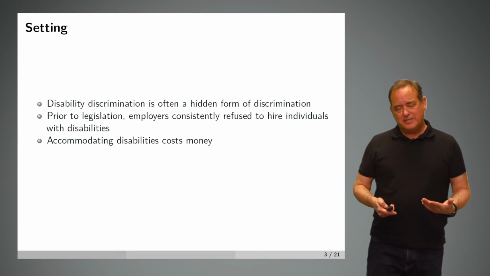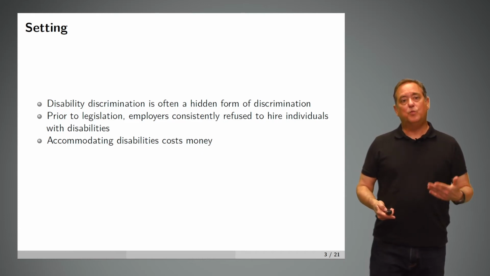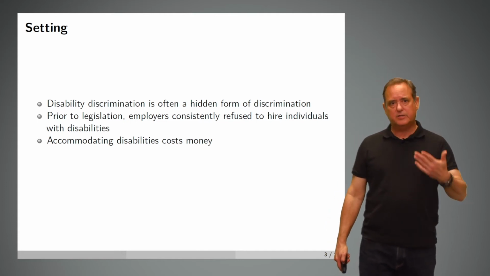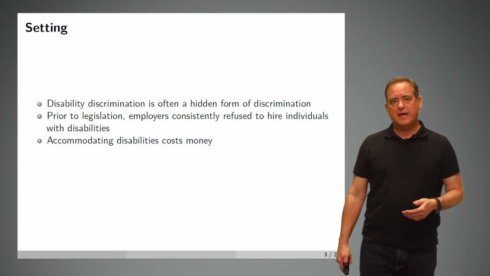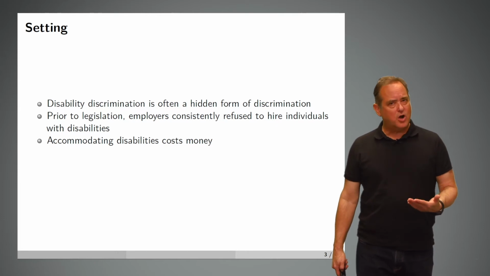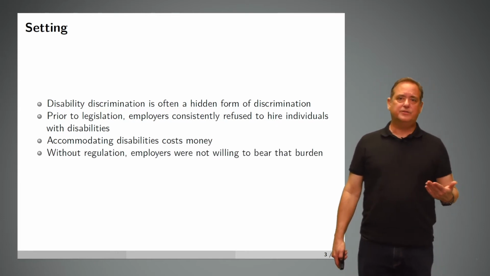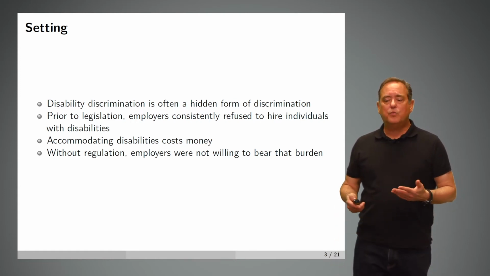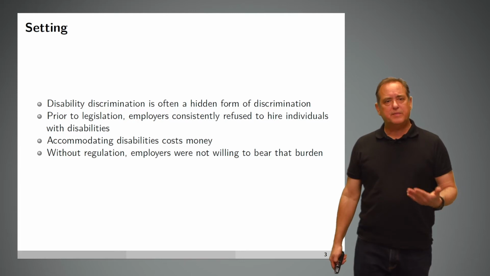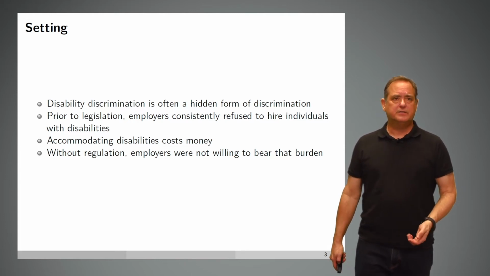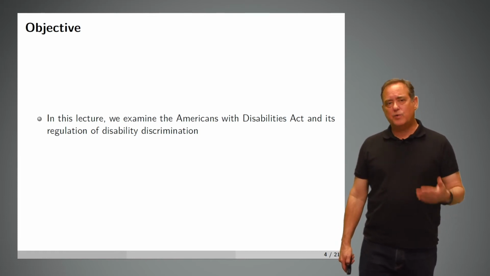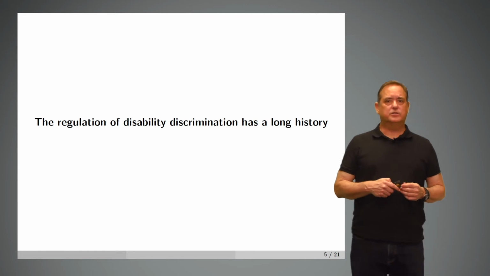Just as with religious accommodation, though, when we adopted a prohibition on disability discrimination in the Americans with Disabilities Act, we took into account that sometimes employers are going to have to endure cost that they would otherwise not have to endure. Because without regulation, employers were not willing to bear the burden. They were not willing to spend the money to accommodate disabilities. So in this lecture, we're going to look at the Americans with Disabilities Act and its regulation of disability discrimination.